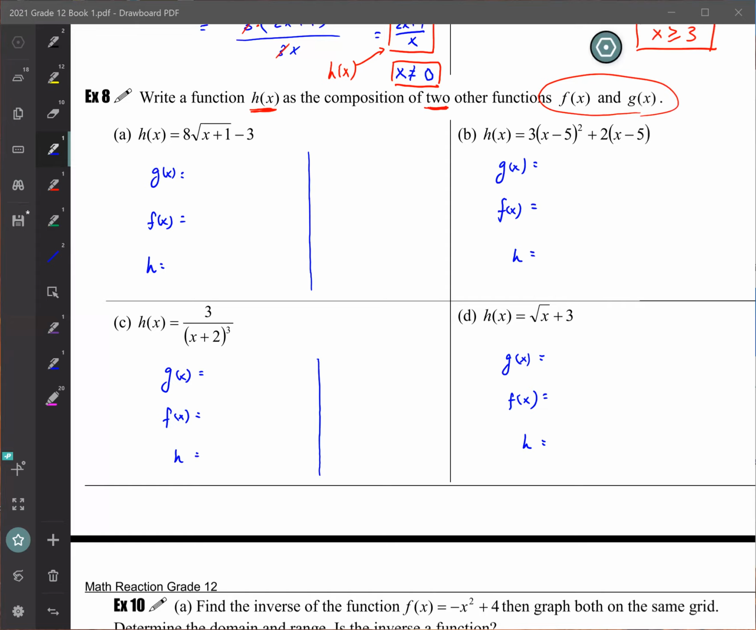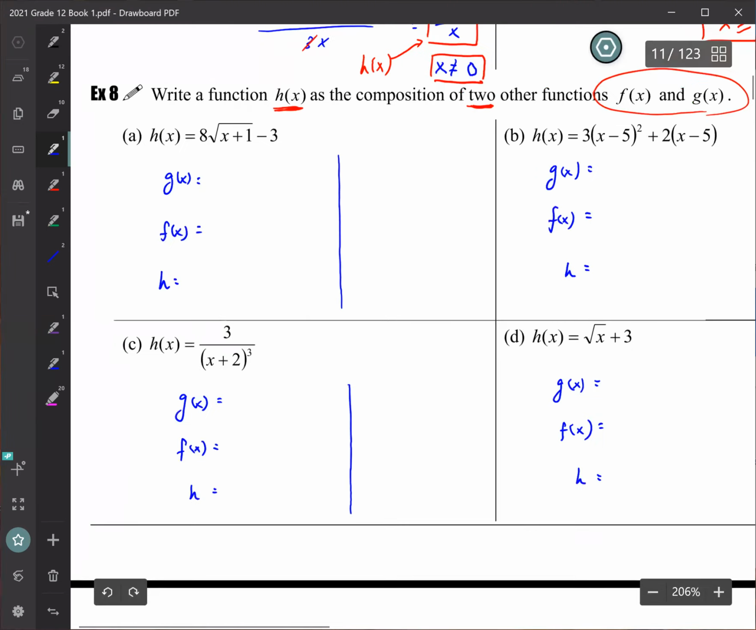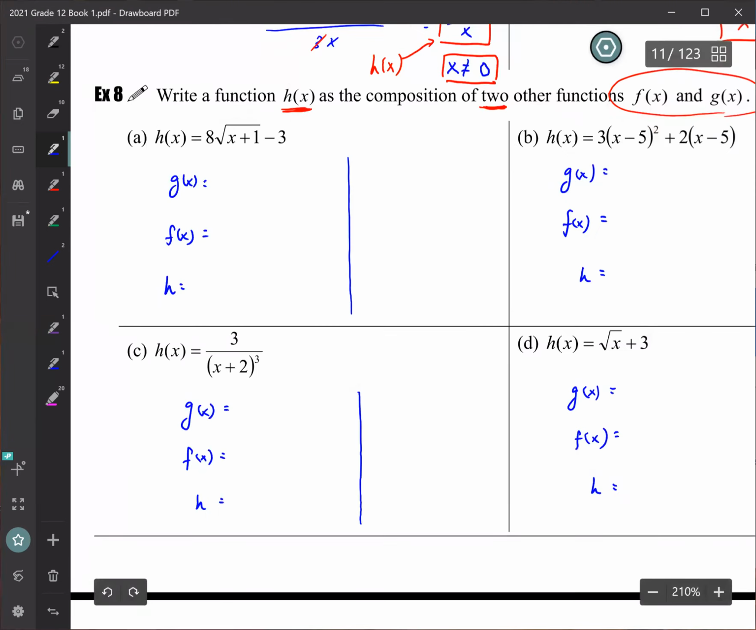Okay, for question A, Angela, what do you have? For f of x, I did 8 root x minus 3. Okay, and g of x? X plus 1. Which one's inside? G of x. Okay, so f of g.